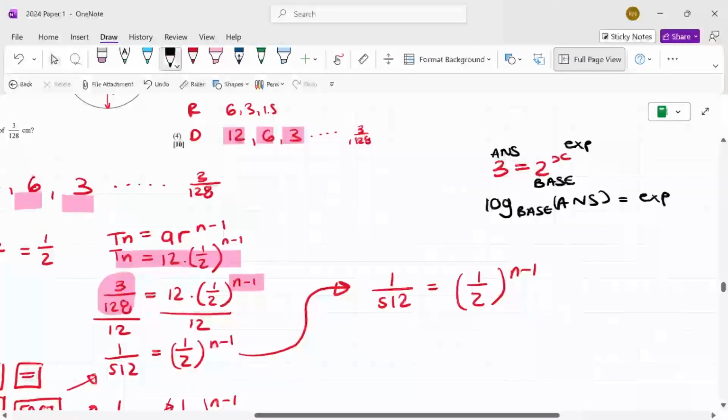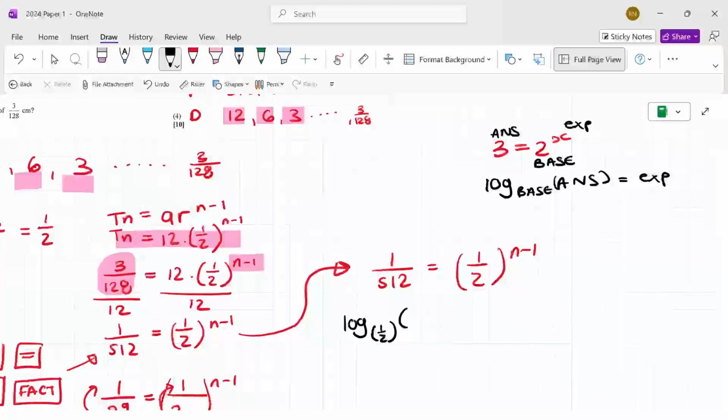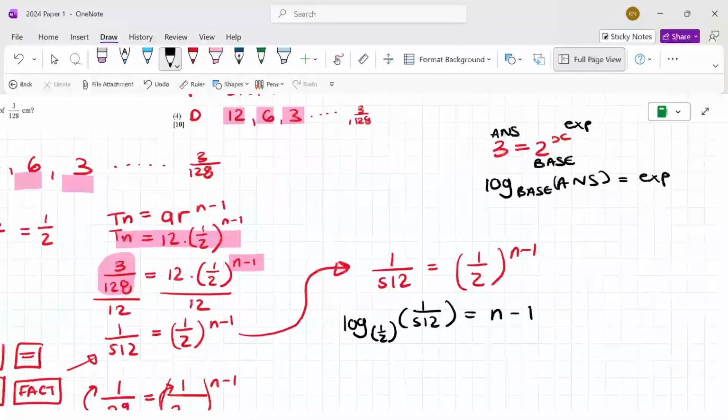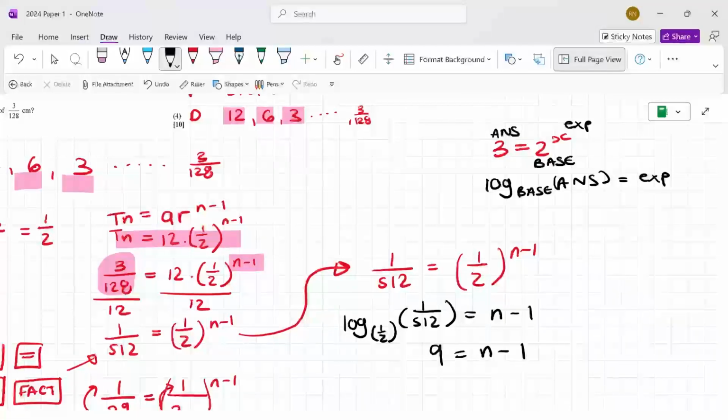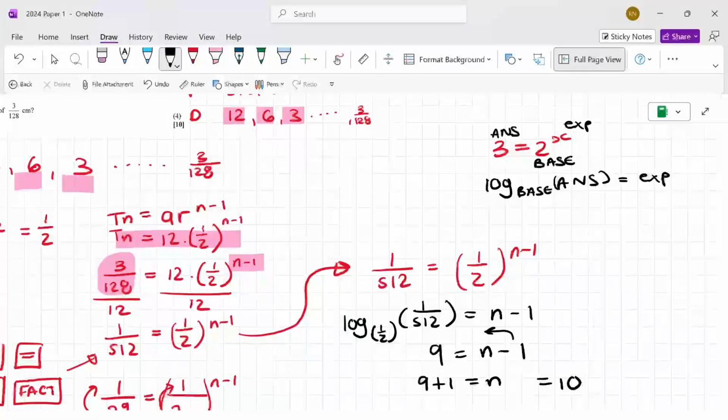And so here, if I want to change this to be a log, I would say log base 1 over 2, and inside that log is 1 over 512, is equal to n minus 1. Let me just check this. This gives you 9 is equal to n minus 1. And so then you move the 1 to that other side, so it'll be 9 plus 1 is equal to n, which is equal to 10. So you can use log here if you feel more comfortable with log than with exponents.